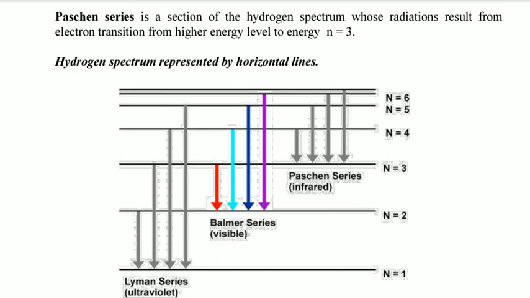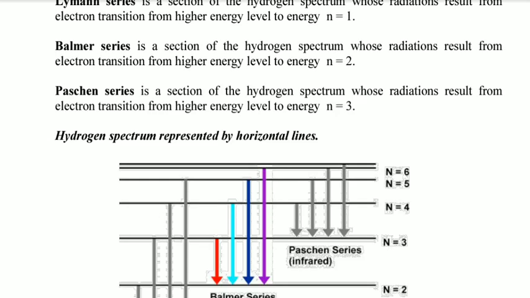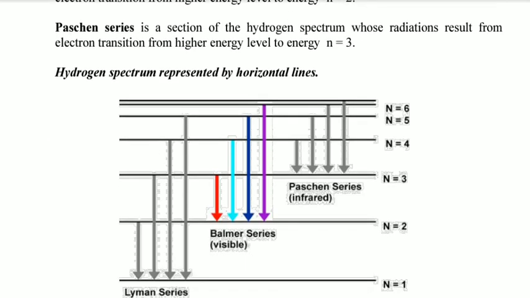The Balmer series is the only visible part of the hydrogen spectrum. So if they ask you, the visible part of the hydrogen spectrum is the Balmer series, only the Balmer series. We don't have any other visible part of the hydrogen spectrum. Here they appear in different colors because of different wavelengths. Lyman is ultraviolet and Paschen is infrared. The other series are infrared, but Balmer is the only part of the hydrogen spectrum which can be seen by naked eyes.